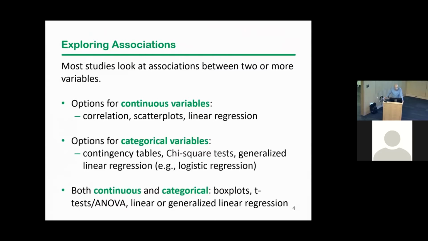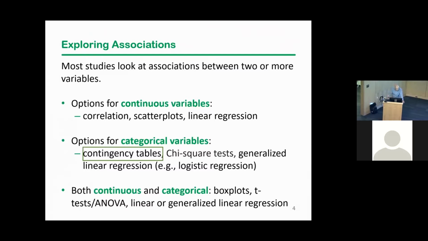Or maybe you come to me with data of both types, and this is probably the most common. You have some continuous data, some categorical data. The methods for these types of data may be box plots, two-sample t-test, ANOVA, regression models. But today, of course, we're talking about categorical data, and a big part of categorical data analysis is contingency tables.